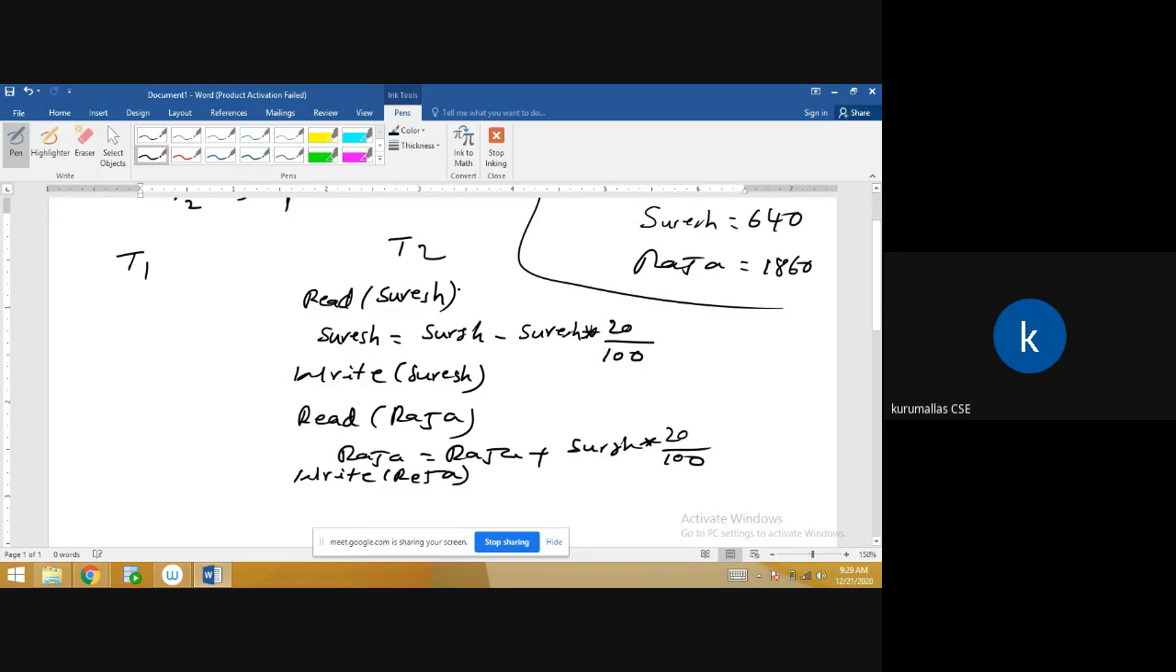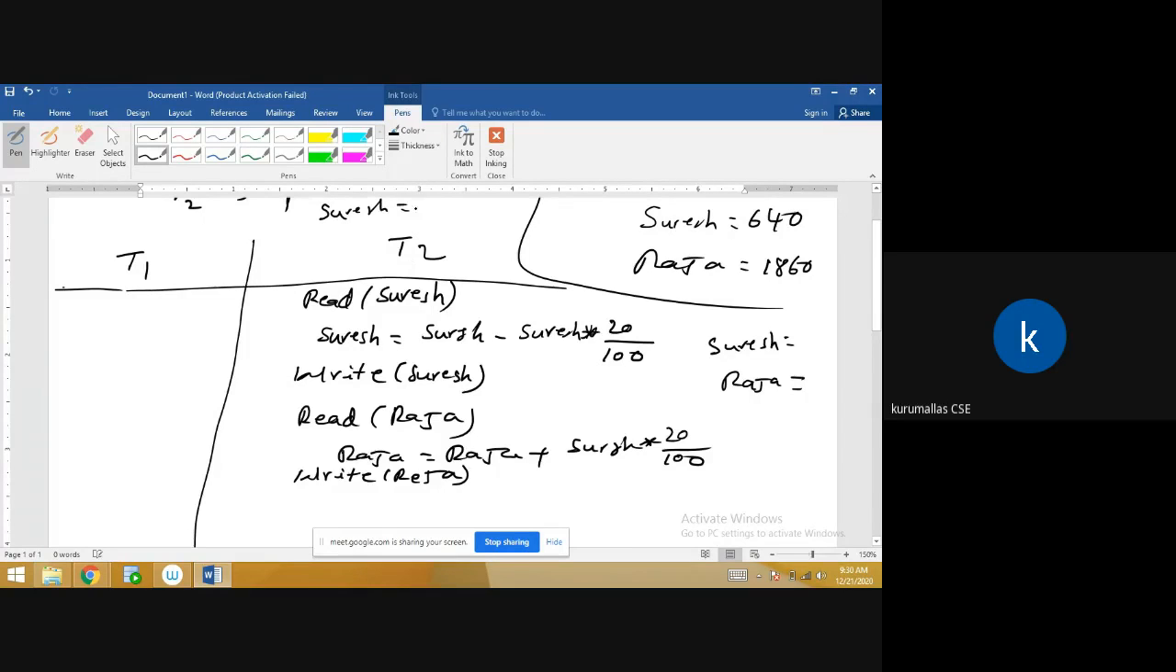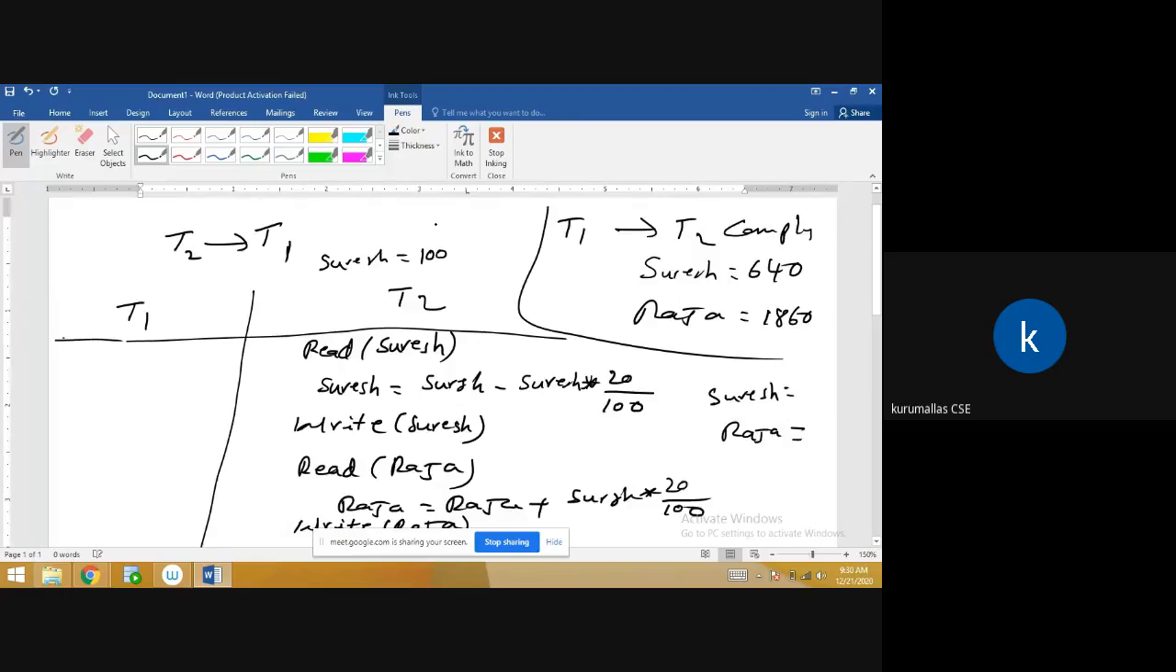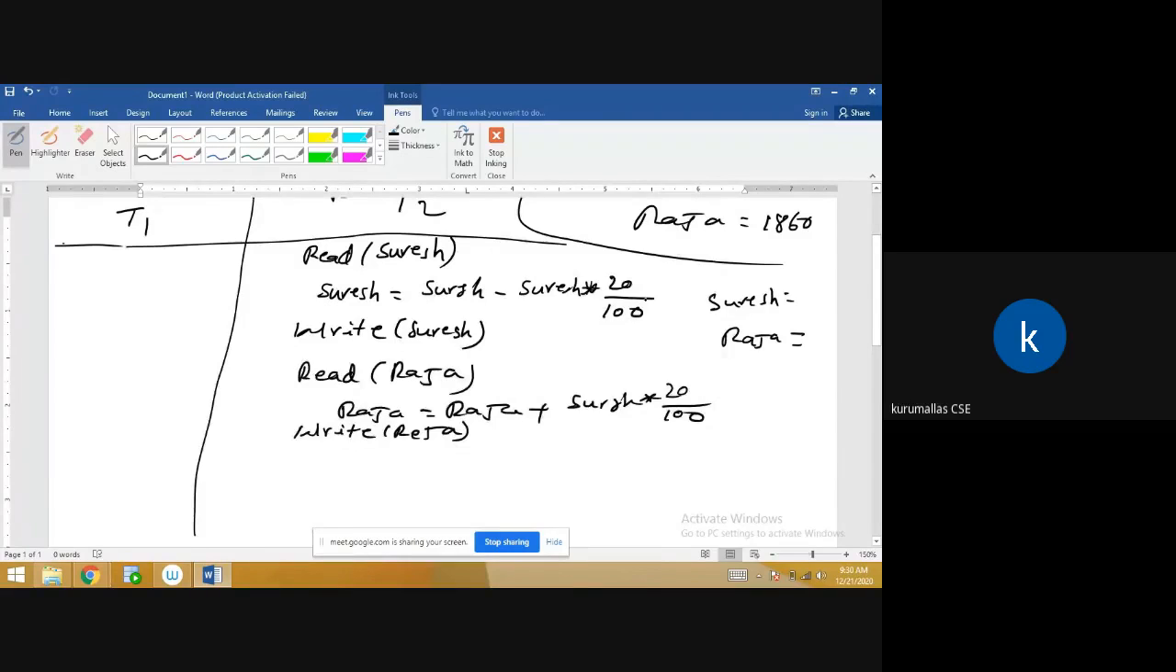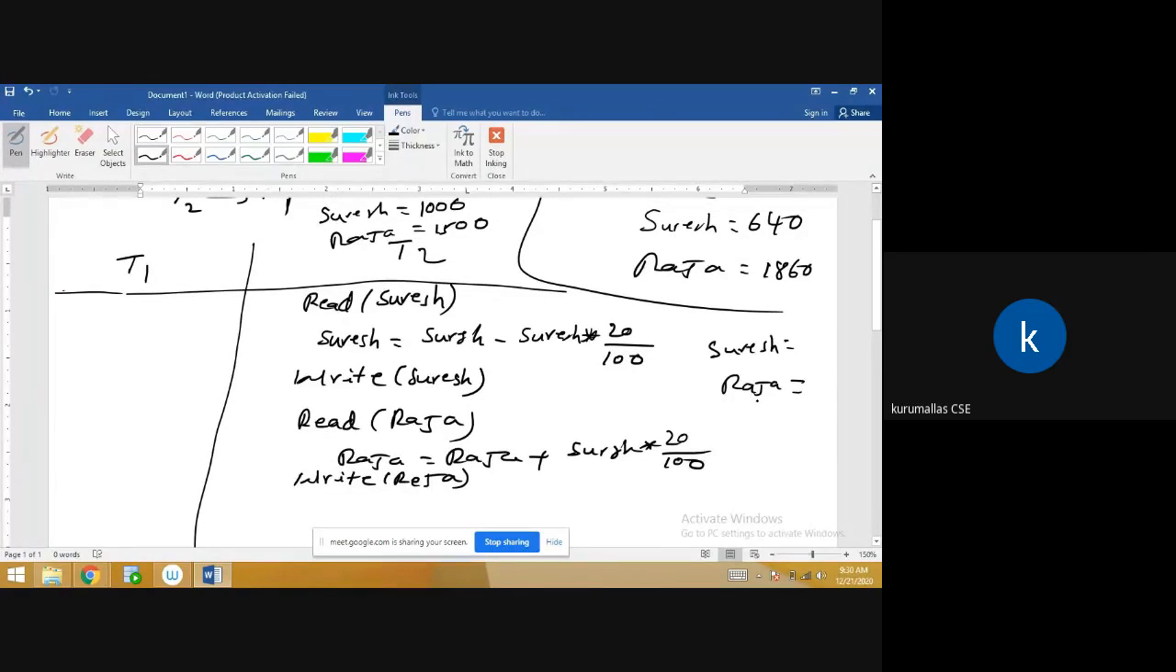Can you tell me what is the output after execution of this T2? What is the Suresh account and what is the Raja account? If the transaction starts with T2, then after the completion of T2, the transaction will be T1. The initial amount of Suresh is 1000, we are taking already, and Raja's account is 1500. After the completion of T2, what is the output of Suresh and what is the output of Raja? Can you answer?